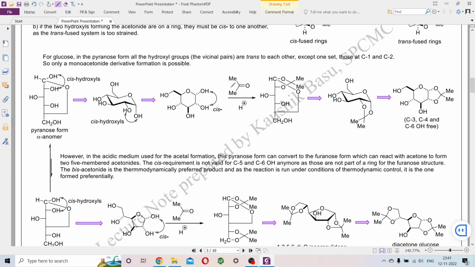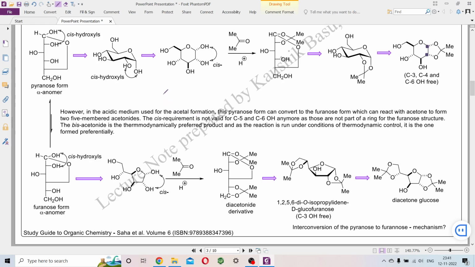So in the Fischer projection formula, we can draw the acetal formation in this way. In the chair formula, the acetal looks like that, and it looks very neat when you are doing this in the Mills projection formula. Obviously, anomeric OH C1 and C2 OH are now acetalized, but you have C3, C4 and C6 OH. Those hydroxyls are free, and you can subject them to several reactions, as we will see later.